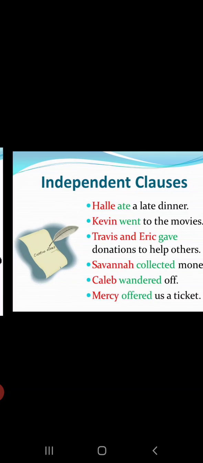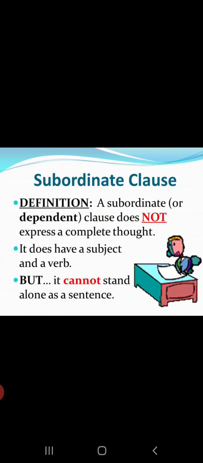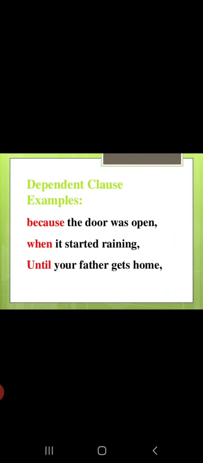Now move on to the next one, subordinate clause, or we can say dependent clause. Guys, a subordinate clause, as I told you, does not express a complete thought. It does have a subject and a verb, but it cannot stand alone as a sentence. Have a look at the examples of dependent clauses.